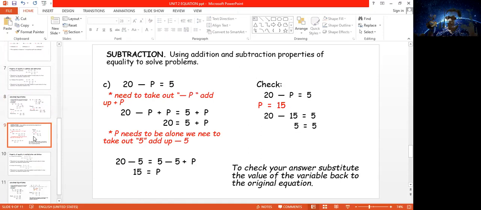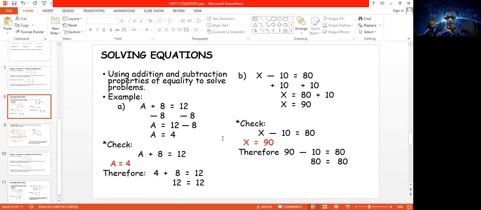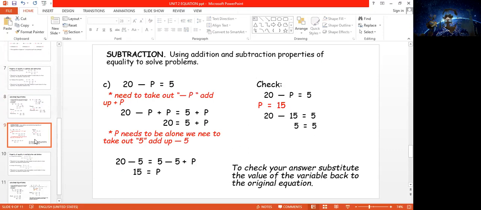Okay, so here, another example, we have subtraction. Again, now it's different from the other examples. Look at this. In our earlier examples, the variable is subtracted by a number. This time, our number is subtracted by a variable. Is that possible? Yes, of course. Why not? The same thing applies. So here, for example, we have 20 minus p, that's our variable, is equal to 5. Now, you need to take out negative p because this is negative p. Add plus p, as simple as that, to undo this.